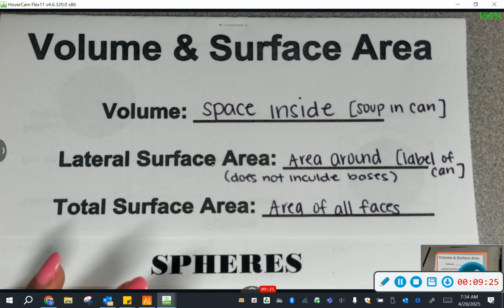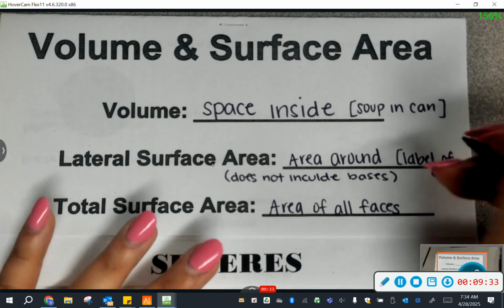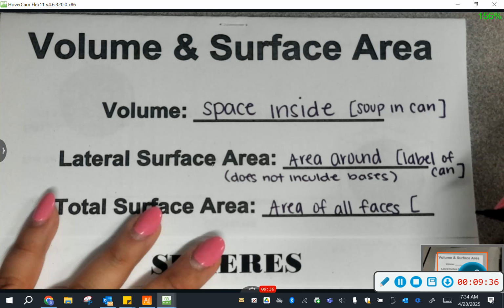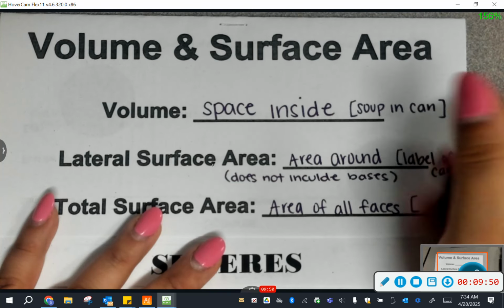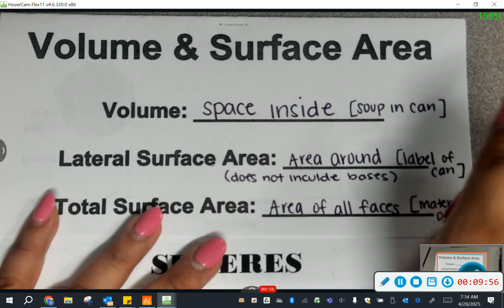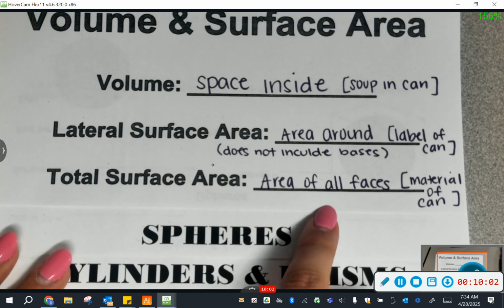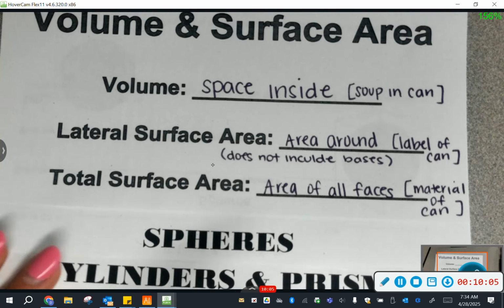That would be like, on a soup can, how much aluminum do you need? How much of the can do you need? Does that make sense if I write aluminum of can? Would that make sense on your paper? Silver on a can? No. The material? Yeah, material of a can. There we go. Area of all faces, that is lateral faces and bases.